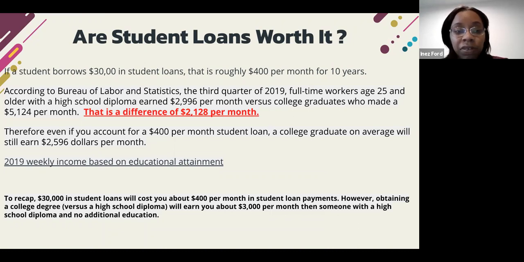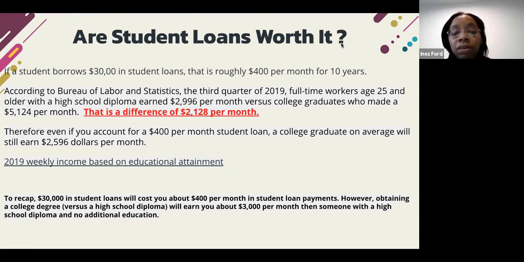But when we look at numbers, according to the Bureau of Labor and Statistics, at the end of 2019, full-time employees aged 25 and up with a high school diploma earn $2,996 a month versus $5,124 a month for somebody with a bachelor's degree, right? So that's a $2,128 difference, right? So on average, for people 25 and up, someone with a college degree earns $2,128 a month more than somebody with a high school diploma.